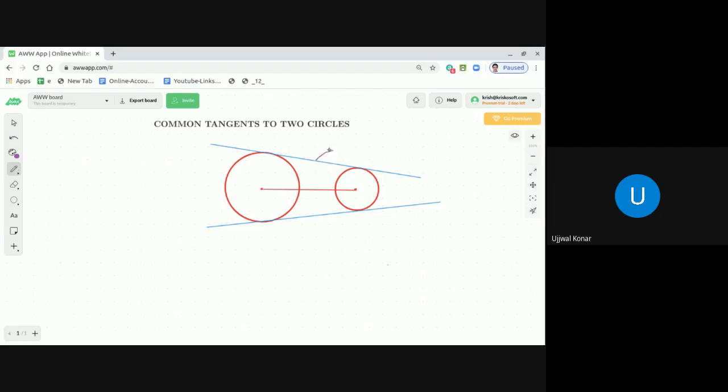So if I write in a different color, this is known as direct common tangent. Let me first explain you. After that, I will give you a formal definition. This is also a direct common tangent.